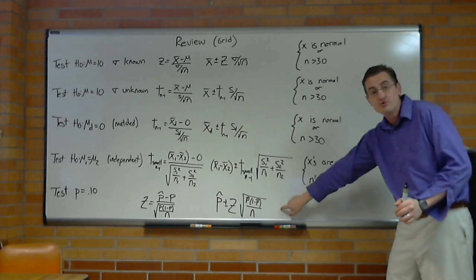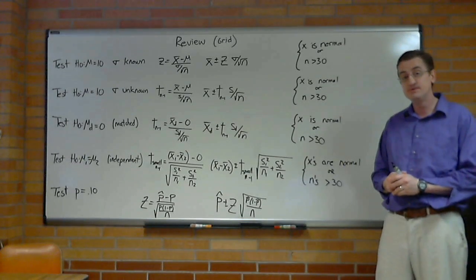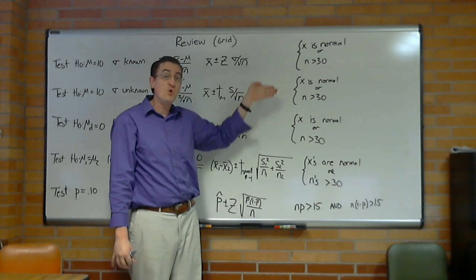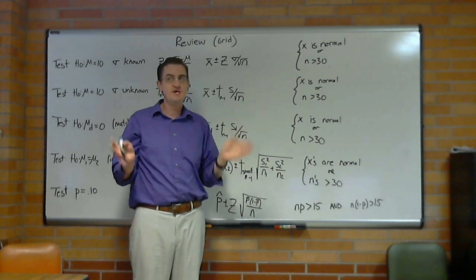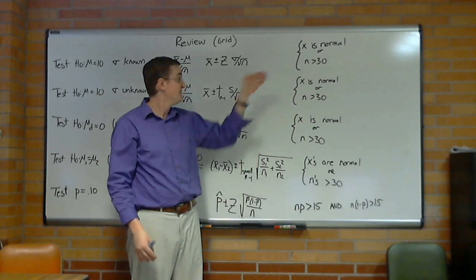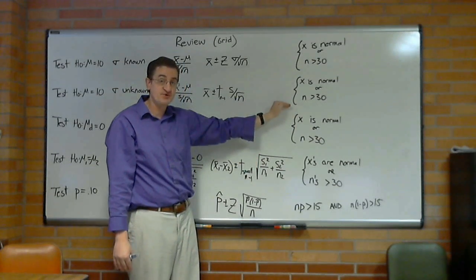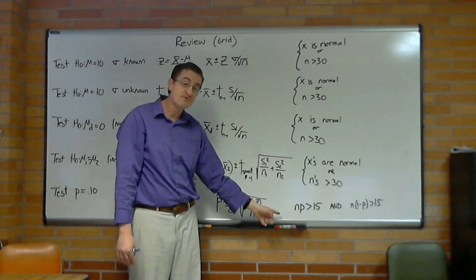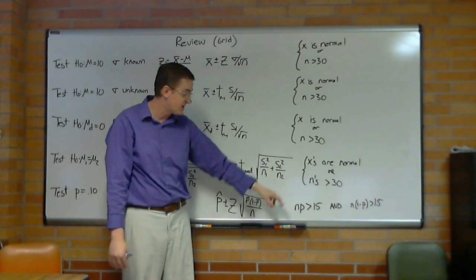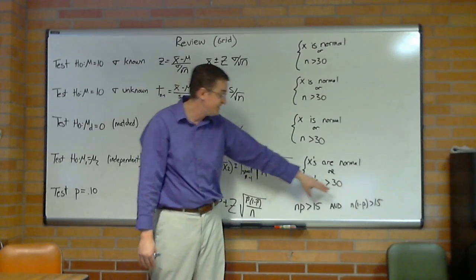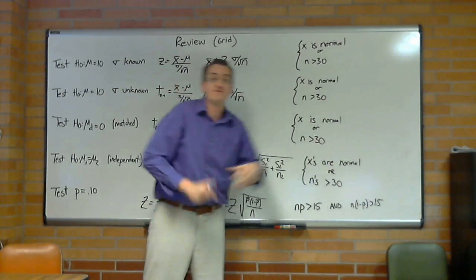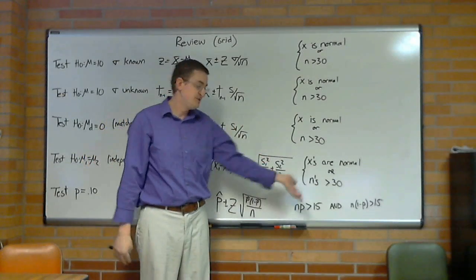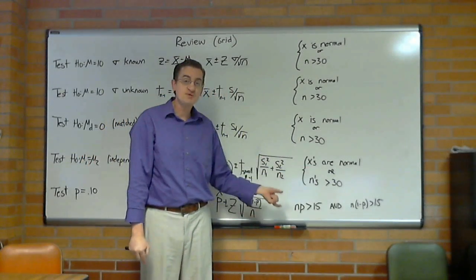This, however, for proportions, does have a slightly different rule. You see, for these guys, it can be either normal or more than 30. It doesn't have to be both. If it's both, then I guess you're double covered. But if it says it's normal and you're less than 30, you're okay. If it says it's not normal and you're over 30, you're okay. But for proportions, you really need both requirements: np greater than 15 and n(1 minus p) greater than 15. And if you have p hat instead of p, then use the best thing you've got. But both of those need to be true.